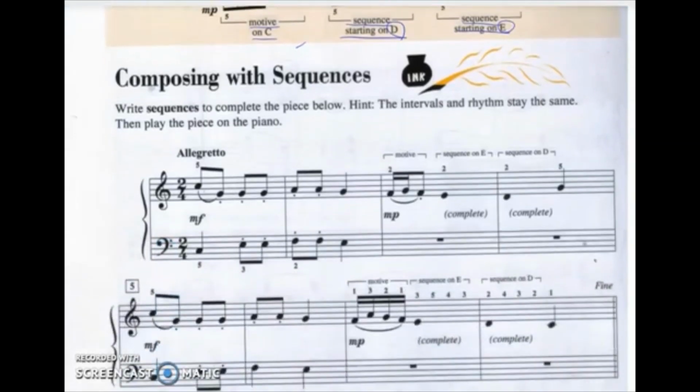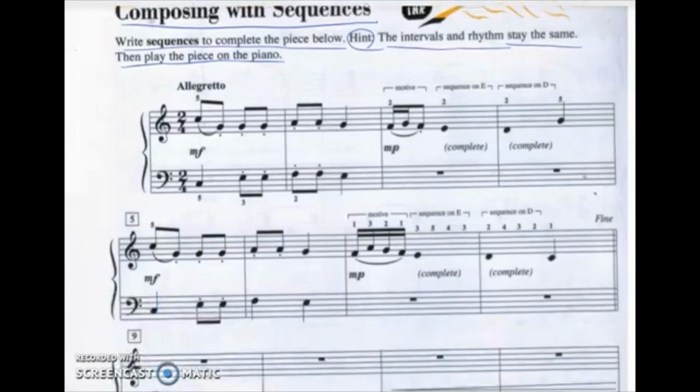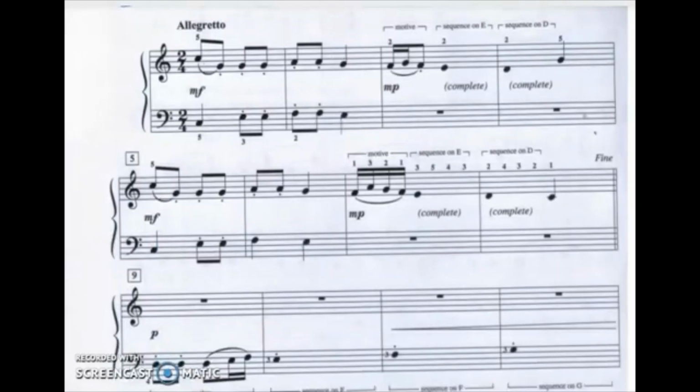Okay, so composing with sequence. Write sequences to complete the piece below. Hint, the intervals and rhythms stay the same. We talked about this, right? Then play the piece on the piano. Okay, so we are going to make sequences. So first, two measures are given, and here's the motive, right?